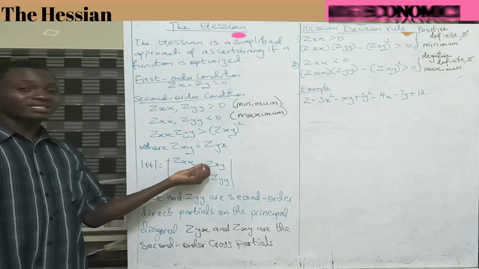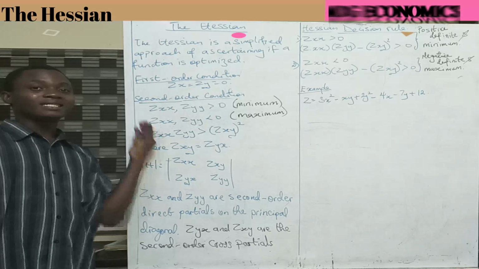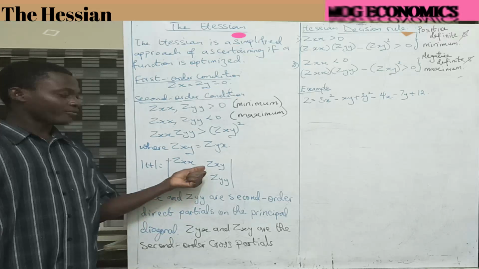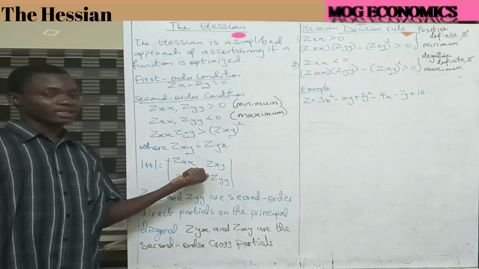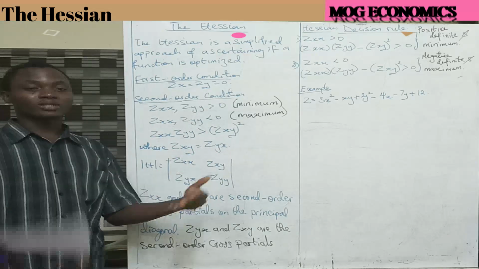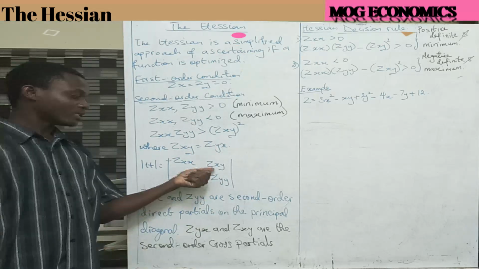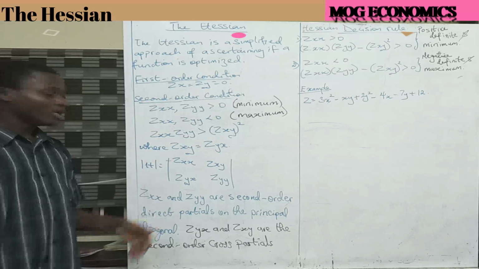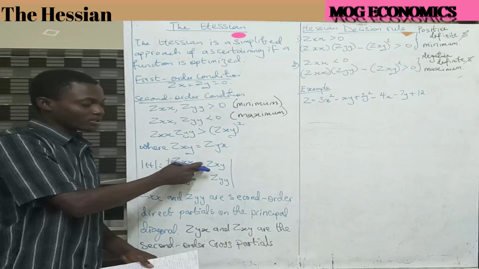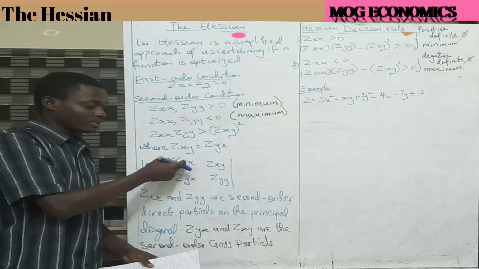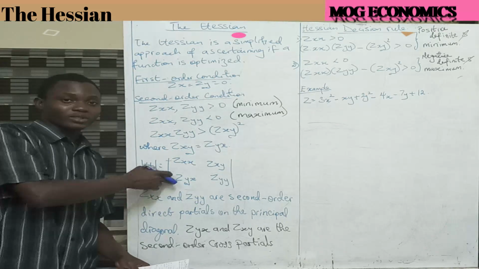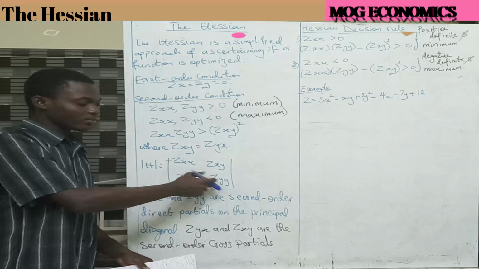These are second order, but instead of being direct partials, they are cross partials. Because first you differentiate z with respect to x, then you differentiate with respect to y. So it's like a cross, you are crossing it. So you have zxy, then you have zyx here. It's not so difficult to memorize. This is zxx, zxy, so you are done with zx. Here you're starting with zy: zyx, zyy.